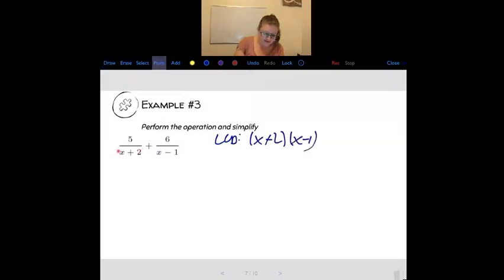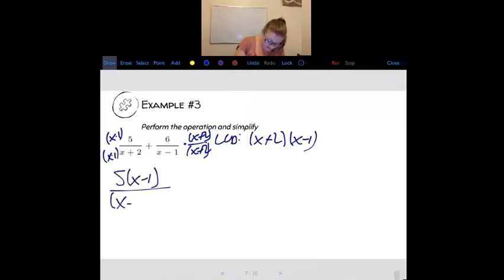The fraction on the left has the x plus 2. The fraction on the right needs it. Also, the fraction on the right has x minus 1. The fraction on the left needs it. So we multiply x minus 1 times x minus 1. So now we have 5 times x minus 1 over x minus 1, x plus 2, plus 6 times x plus 2 over x minus 1, x plus 2.